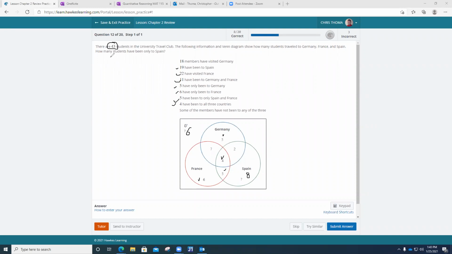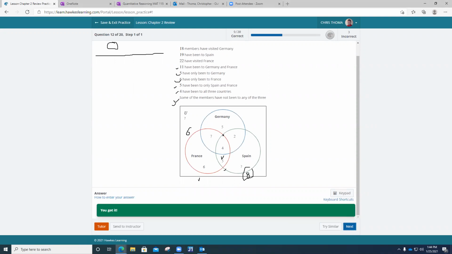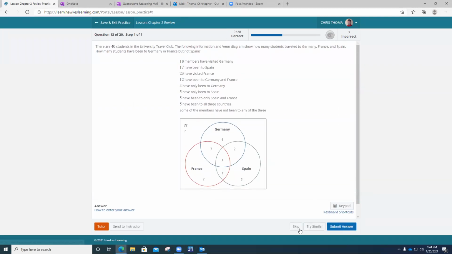And finally, we can answer the question, how many students have been only to Spain? Well, we didn't even need the 6. We just needed the lovely friend, the 8. So I can get rid of my pen, come down here and put in an 8. That is a good problem for you to review because I'm pretty confident you'll see that problem again. All right, what else? So another one of those.